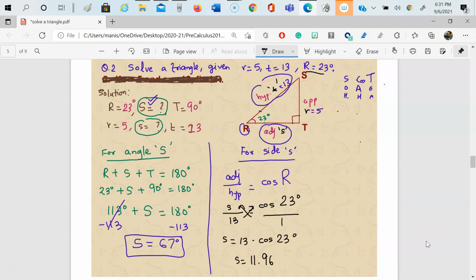Now do keep in mind, if you put this degree, it will be wrong. Why? Because this is not an angle. We are finding the value of side. So lowercase side S is yours what? 11.96 units. That's the answer for this problem. But make sure when you are copying, please make sure you copy all the steps including diagram and do everything.